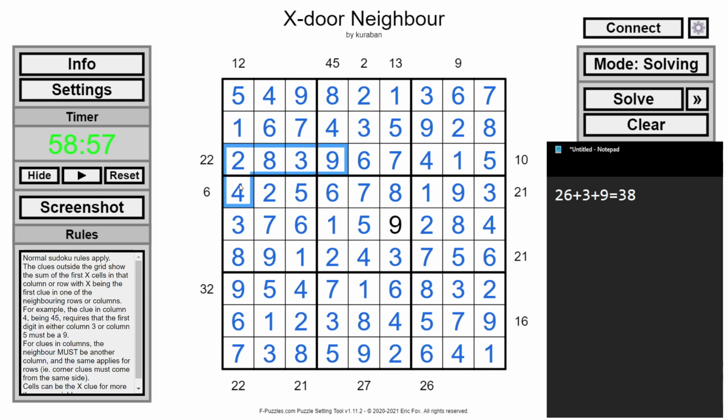3 out of 5 might be even a little low. Yeah, maybe 3 out of 5 is a little low, although I'm not super familiar with X Door Neighbor, so I don't know. I would say like 3.5 out of 5 difficulty. But that was a lot of fun.